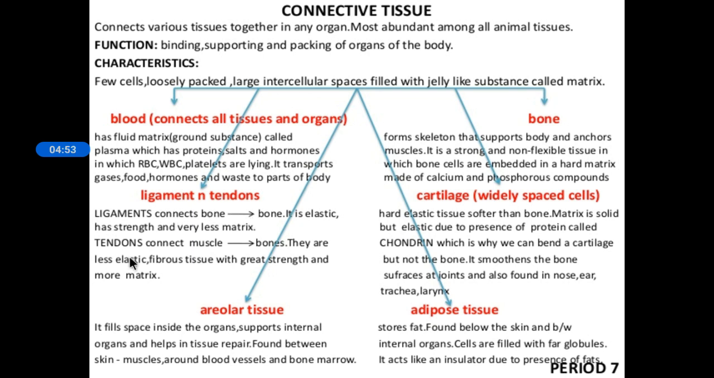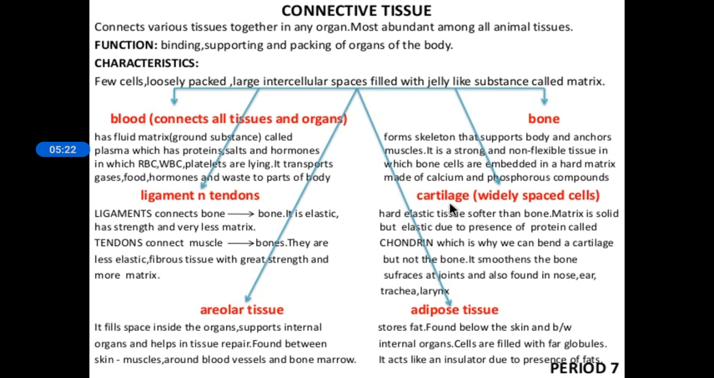And what are tendons? Tendons connect muscle to bone, and they are less elastic fibrous tissue with great strength and more matrix. Don't get confused between ligaments and tendons. Ligaments connect two bones and tendons connect a muscle to a bone, mainly aiding movement. Okay, so that is about ligaments and tendons.